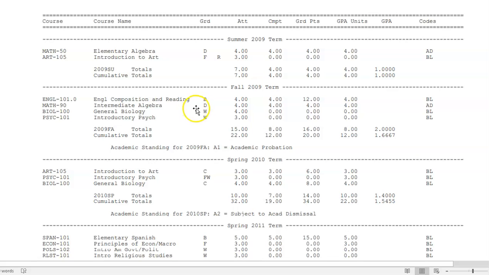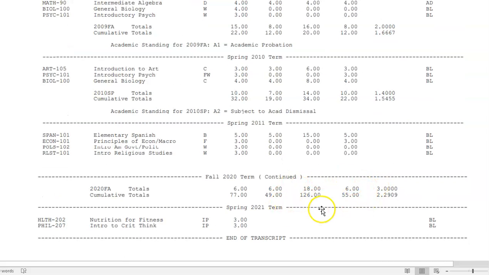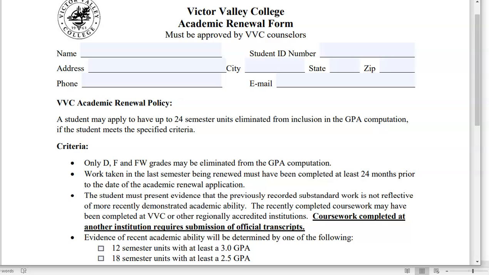And if it's approved, these substandard grades will get a little symbol here that says AR instead of just a regular repeat. It'll say AR, which stands for Academic Renewal, and it will wipe out all those details so that the numbers at the bottom are different and the GPA calculation will go up to a higher GPA because we're eliminating bad grades from the GPA.